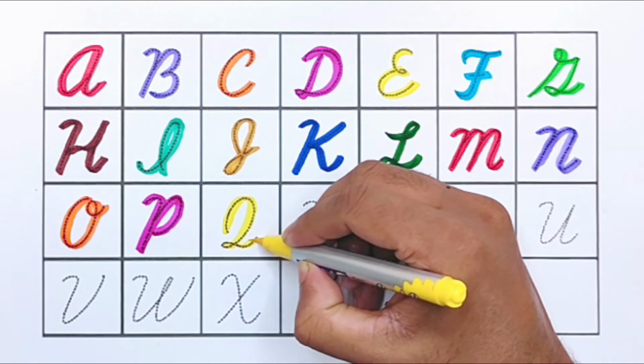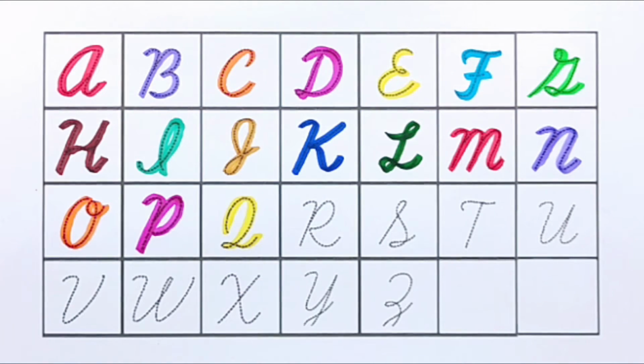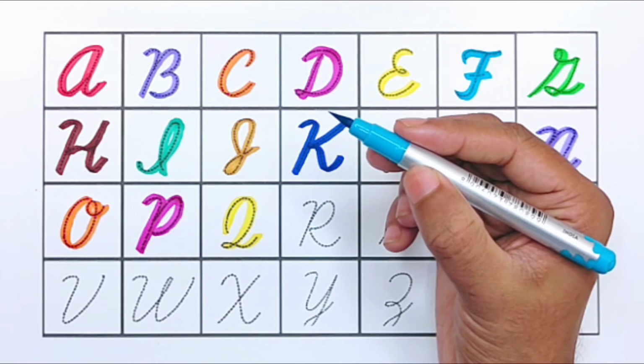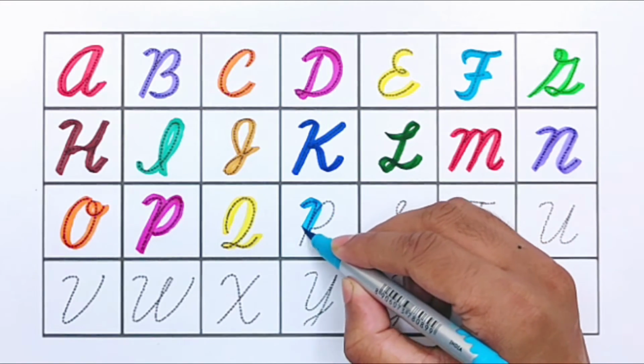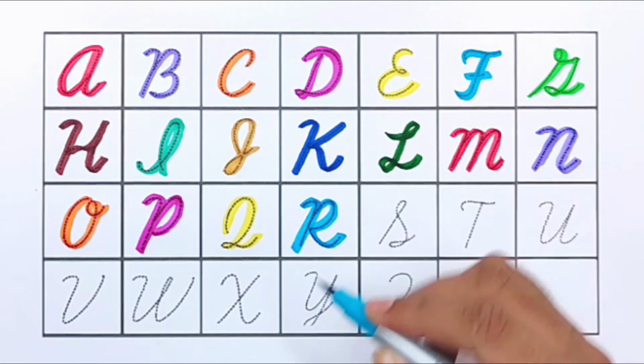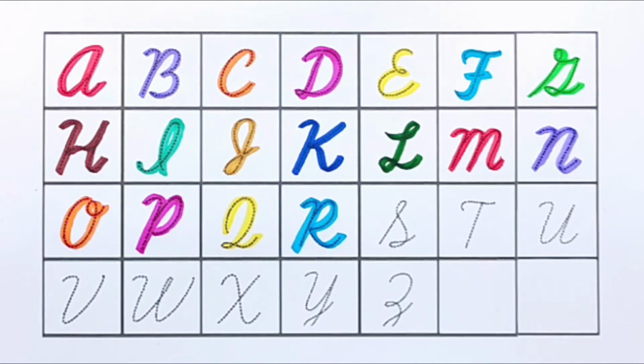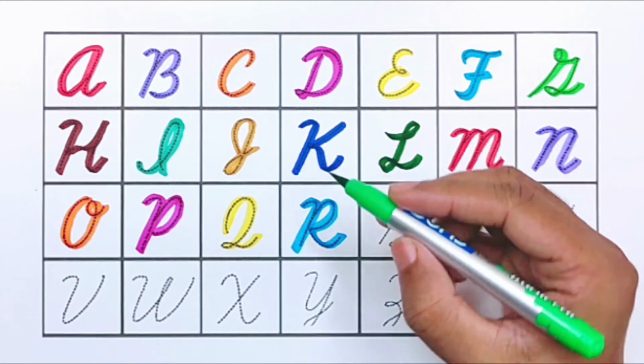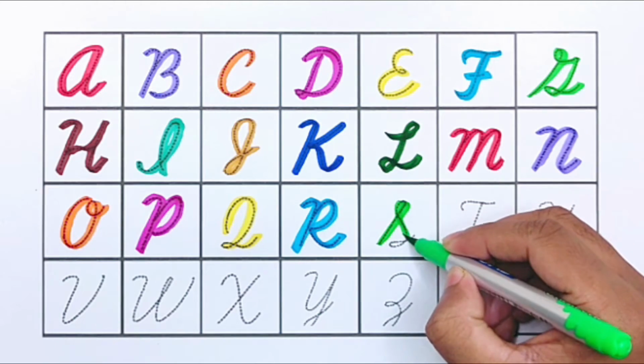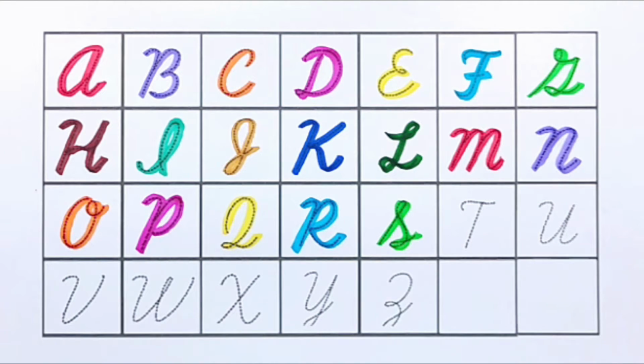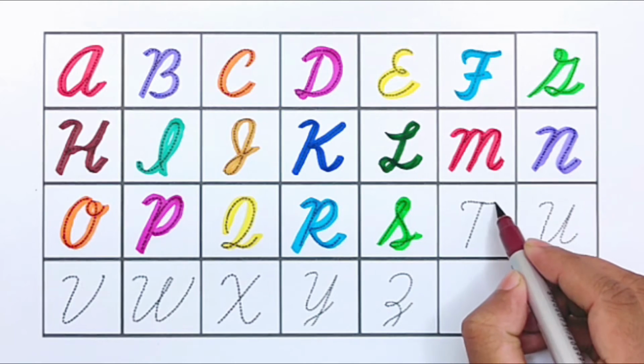Q for quail, sky blue color. R for rose, light green color. S for starfish, brown color.